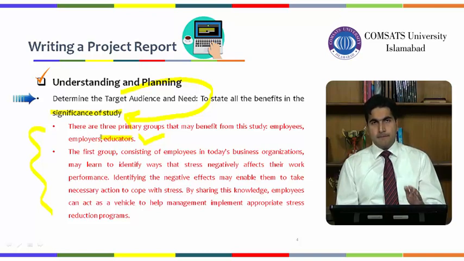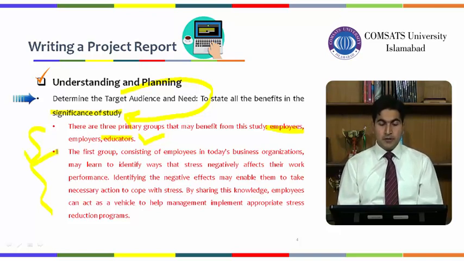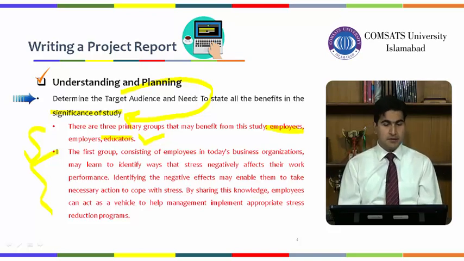Well, if we move ahead, first look at the way, after defining who the real beneficiaries of the results and all the study being carried out are, you are supposed to write it. Taking the reference of the first group, the employees, look at how they are going to get the benefit as written within the significance of the study. The first group over here, consisting of employees in today's business organization, may learn to identify ways that stress negatively affects their work performance. Identifying the negative effects may enable them to take necessary action to cope with stress. They have to take some actions once they know these are the things being affected by stress negatively. And by sharing this knowledge, employees can act as a vehicle to help management implement appropriate stress reduction programs.